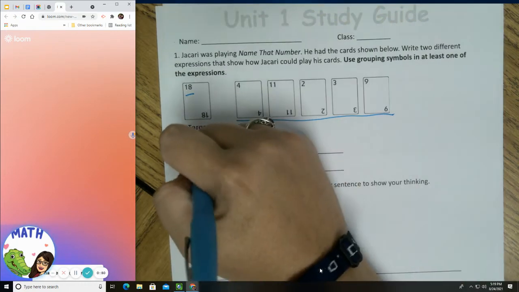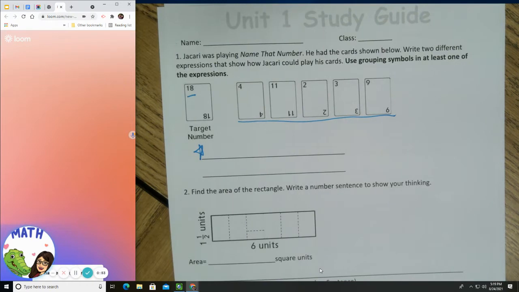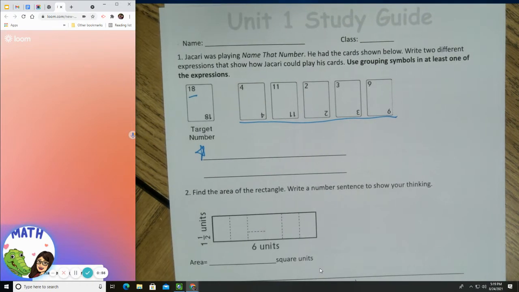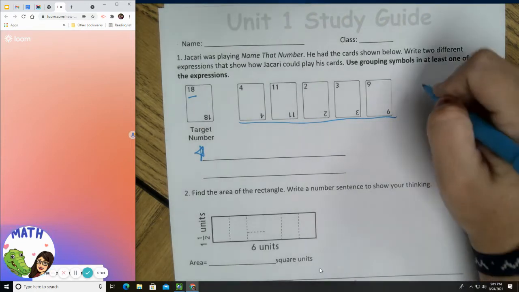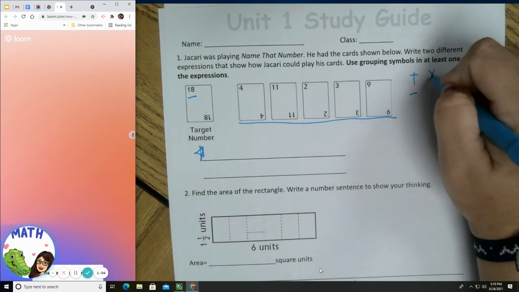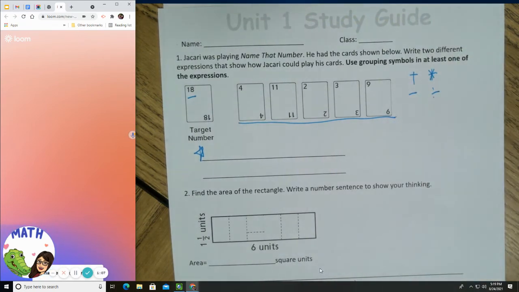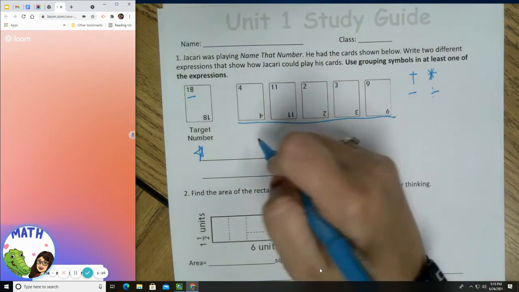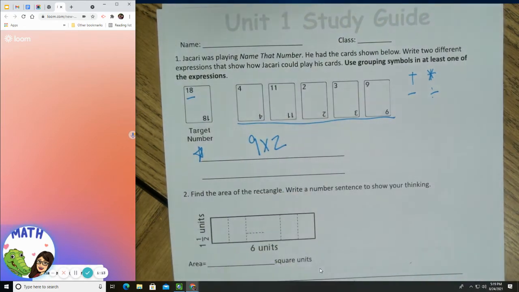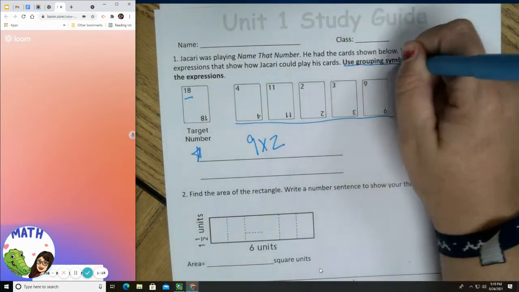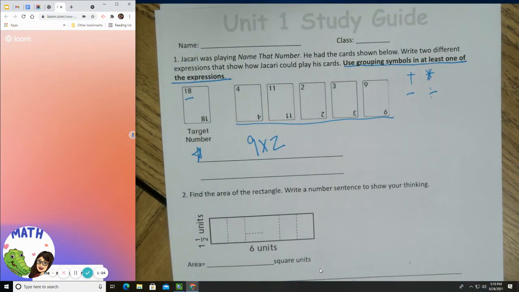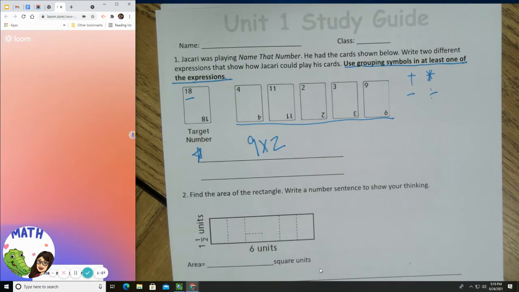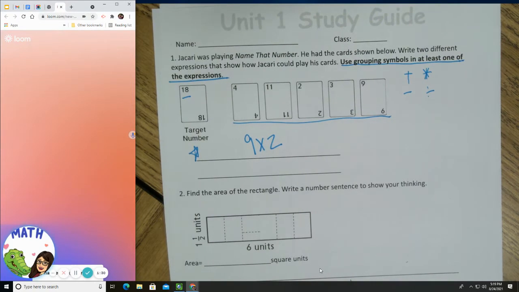The first one, I want you to start with an easy way to make the number 18. What is the easiest way that you can see to make the number 18? Remember, you can add, subtract, multiply, or divide. For me, I would do 9 times 2. That is the simplest way. Notice in your directions it says use grouping symbols in at least one of the expressions. So you do need to use grouping symbols. I'm going to do that for my next question.